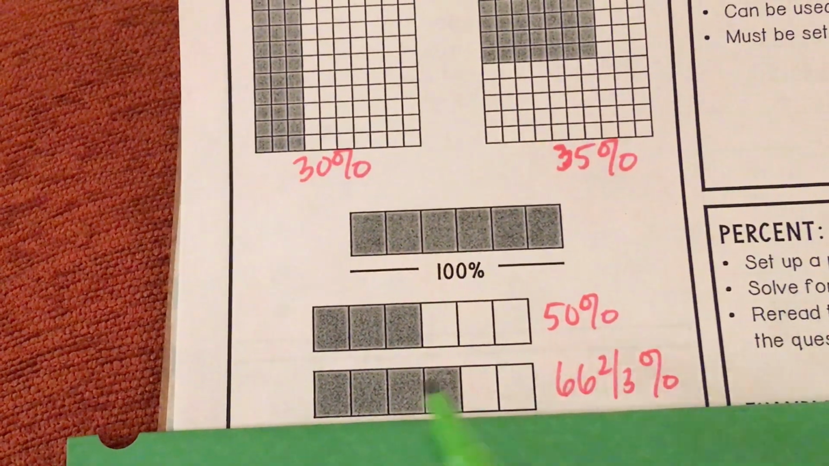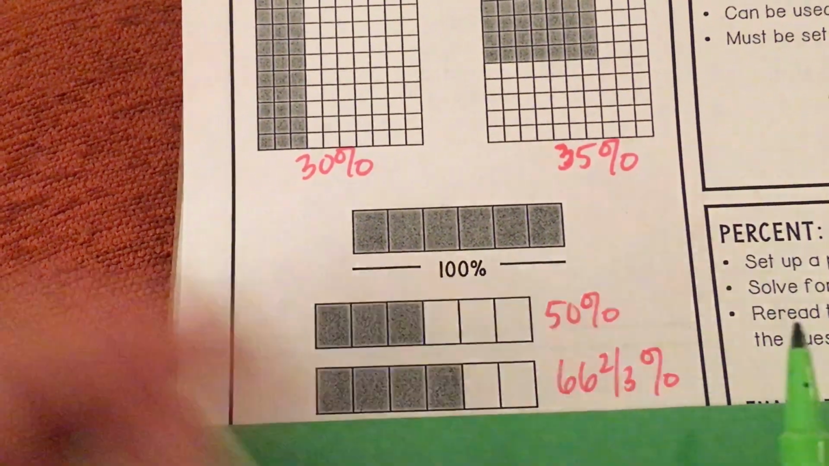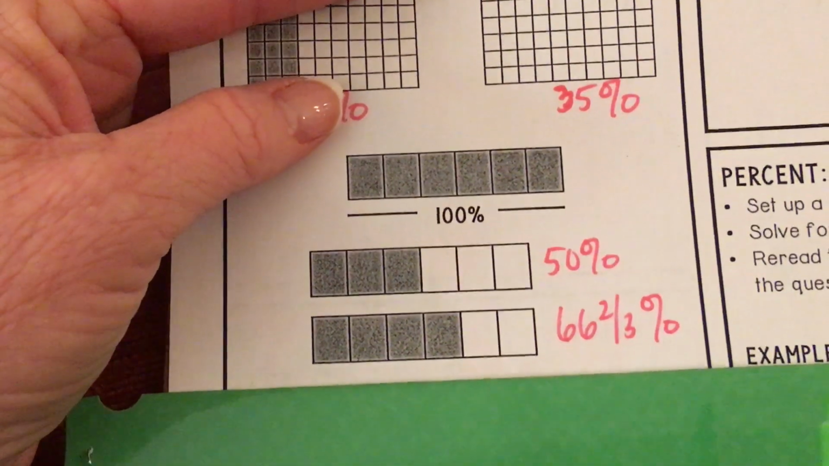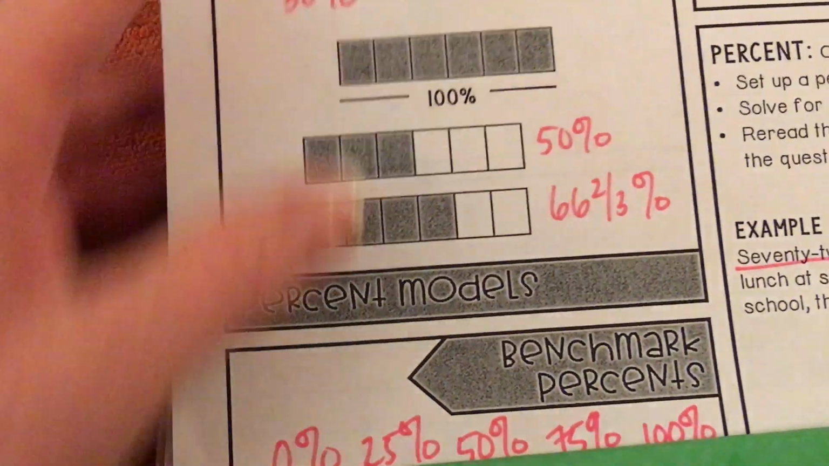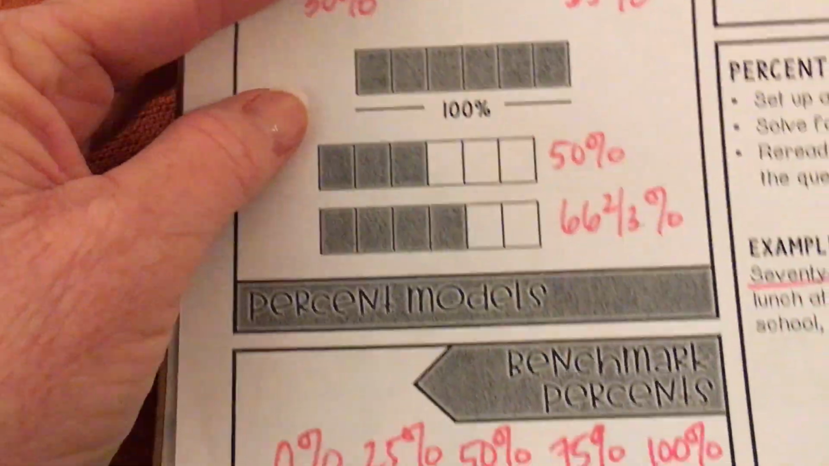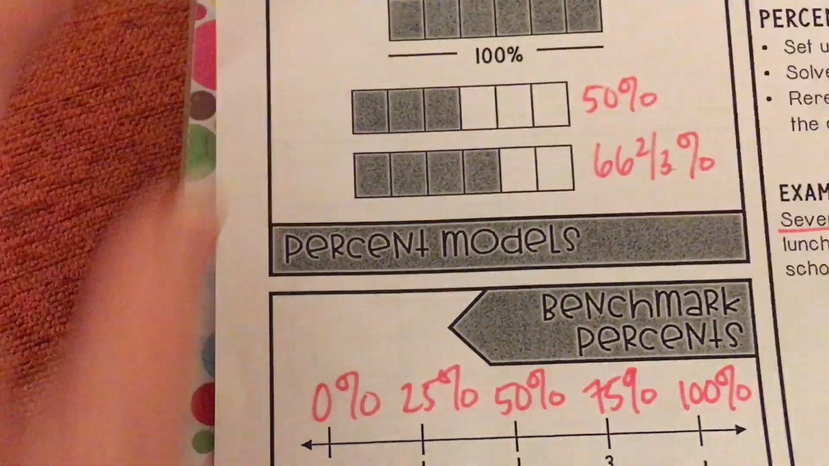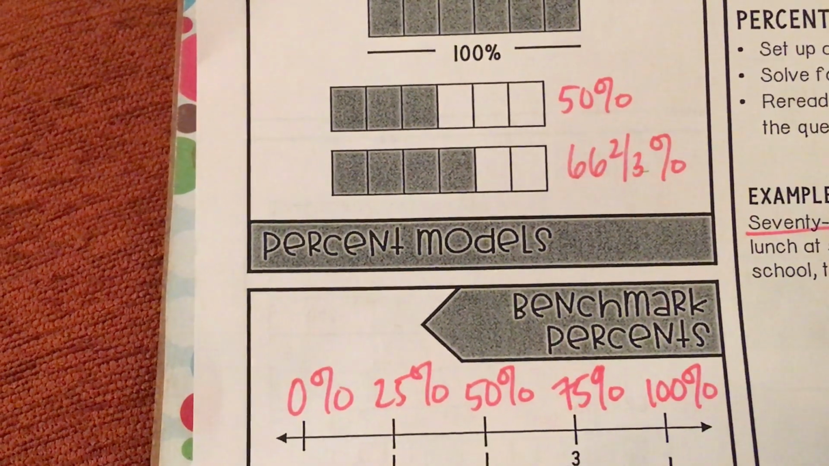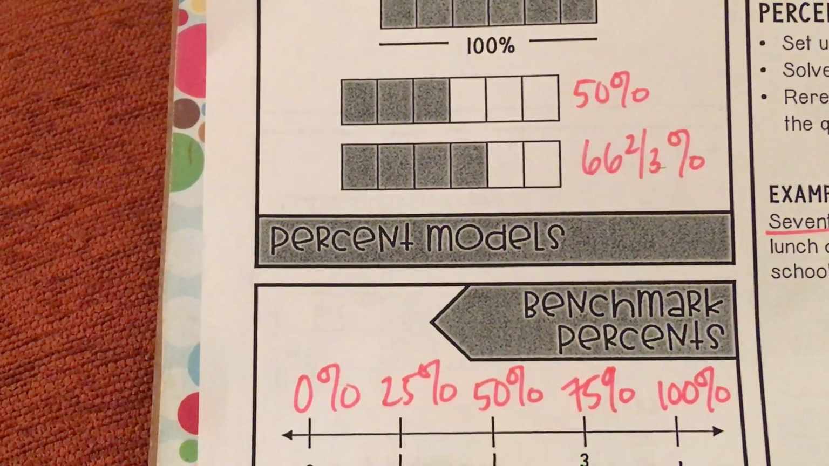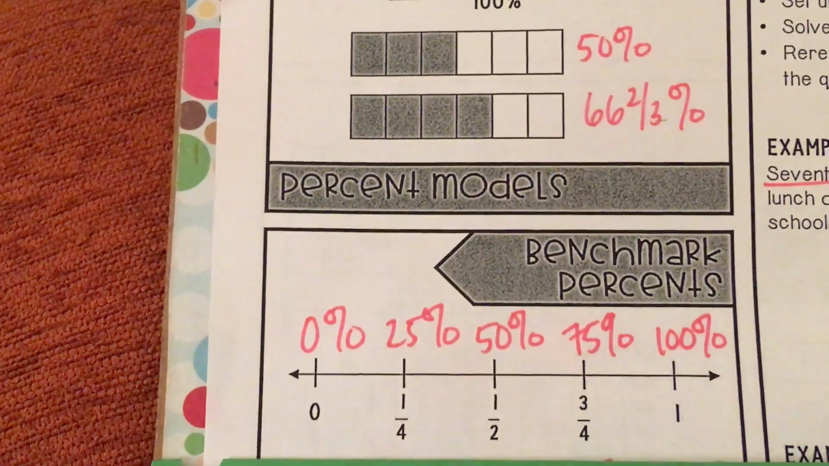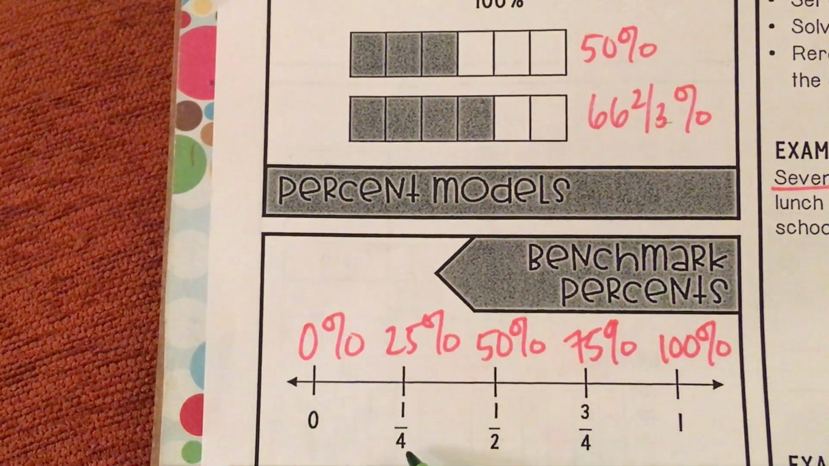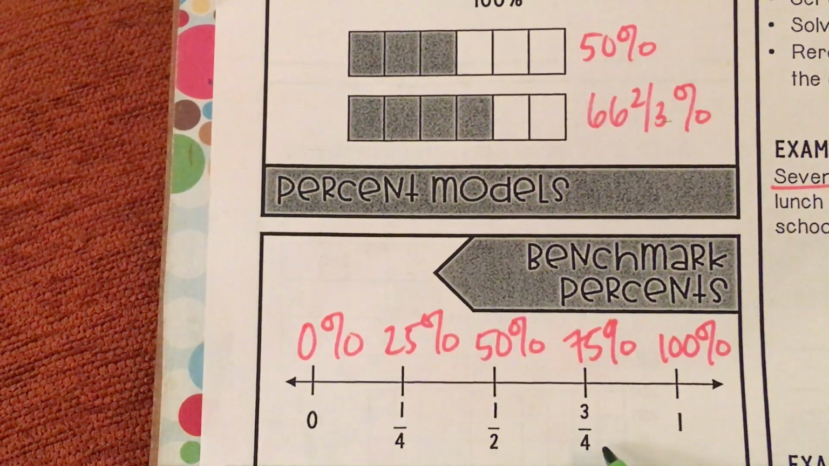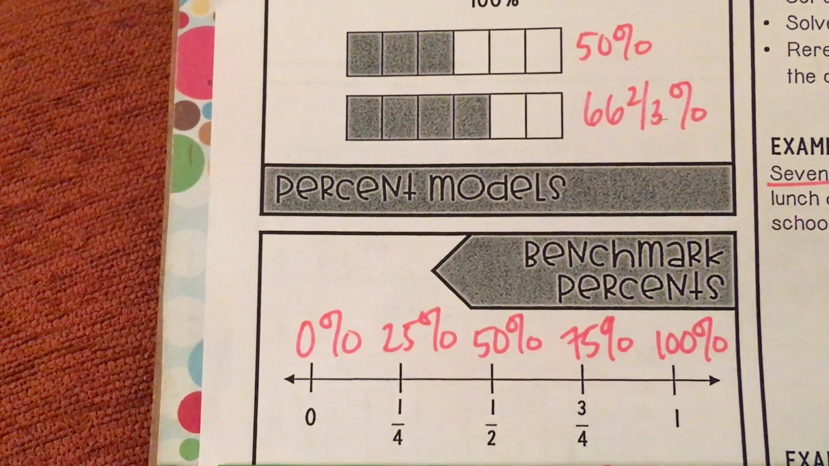66 and 2/3%, that's 4/6, which is 2/3. If you did 2 divided by 3, you get 0.666 going on and on, but it rounds to 66 and 2/3. Okay, benchmark percents, those are things you should memorize. So pretty obvious. I think most of you have these memorized. 0 is 0%, a fourth is 25%, half is 50%, 3/4 is 75%, and 1 is 100%.